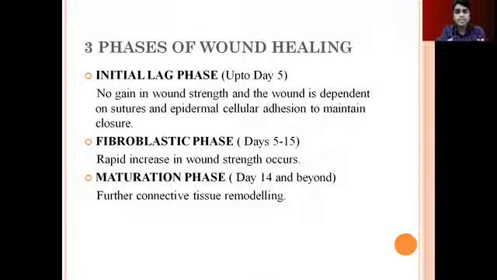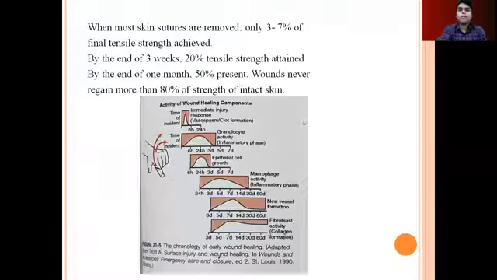Coming to the phases of wound healing, these include the initial lag phase for the first 5 days. In this, there is no gain in wound strength, and the wound is dependent on the sutures and epidermal cellular adhesion to maintain the closure. In the fibroblastic phase, from day 5 to day 15, there is rapid increase in wound strength. And finally, the maturation phase, which is day 14 and beyond, where there is further connective tissue remodeling.